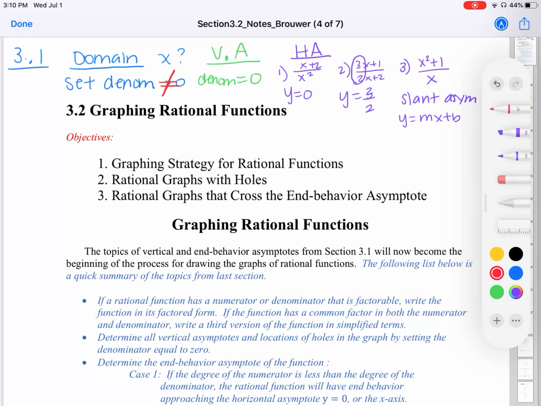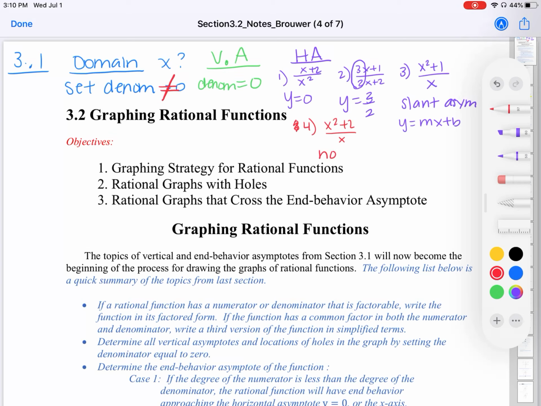And the fourth case that our text didn't mention is if the numerator is of larger degree, then we have no horizontal asymptote.